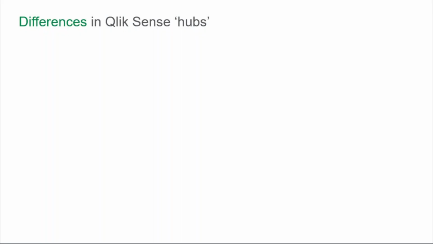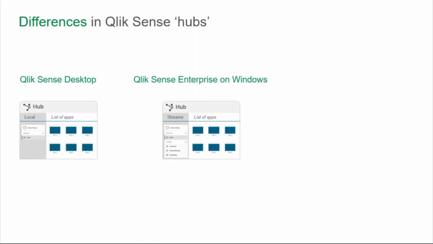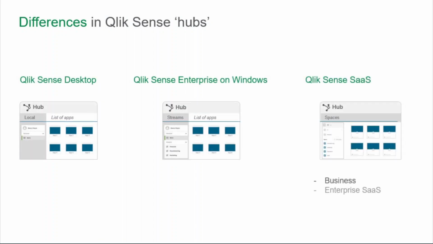As mentioned in the introduction, the differences between QlikSense Desktop, QlikSense Enterprise on Windows, and cloud editions of QlikSense are mainly isolated to how apps are managed within the hub of each of these environments. In this video, we will examine the hub which is presented in cloud editions of QlikSense.